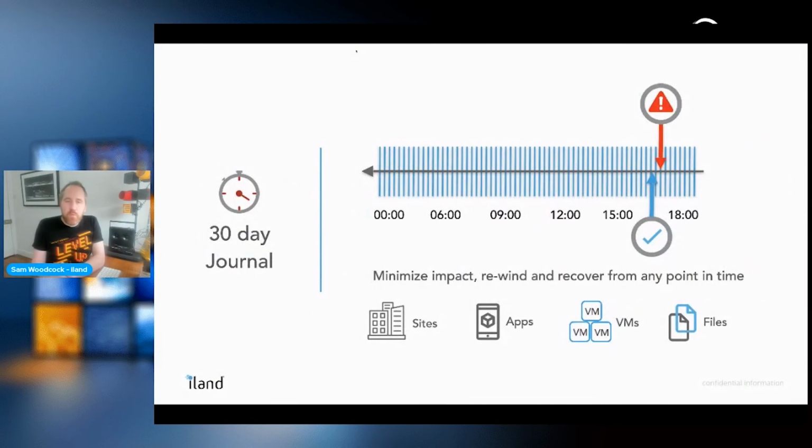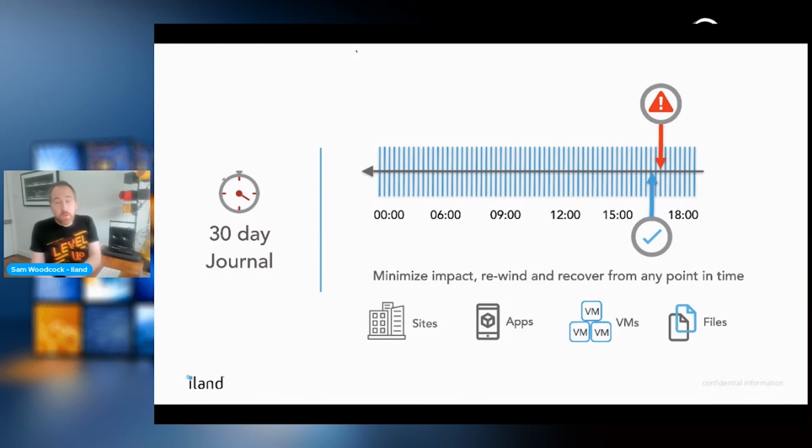What we also provide with this service as well is what we call our 30-day journal. You can have a smaller journal level, or you can have up to 30 days. But what this gives you is, as we're replicating data every 5 seconds, for example, it's storing those points for the last 30 days. And so what that means is, imagine a human error has occurred or a ransomware incident. You don't want to recover to that specific point in time when that hit. You probably want to go 5 or 10 seconds back. Well, the journal enables you to do that and simply rewind time and get back to those files or workloads and recover them successfully to the Island location.